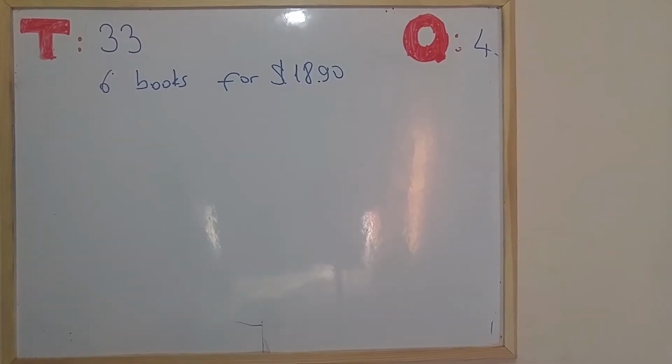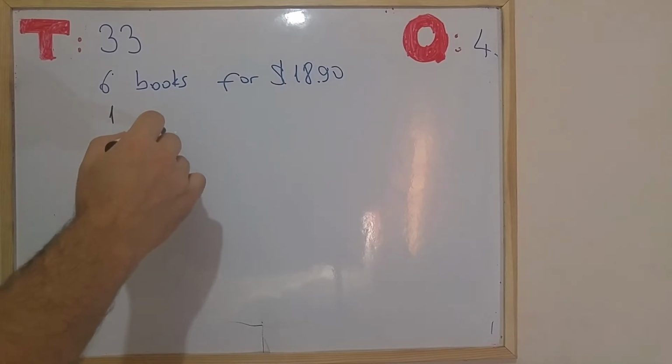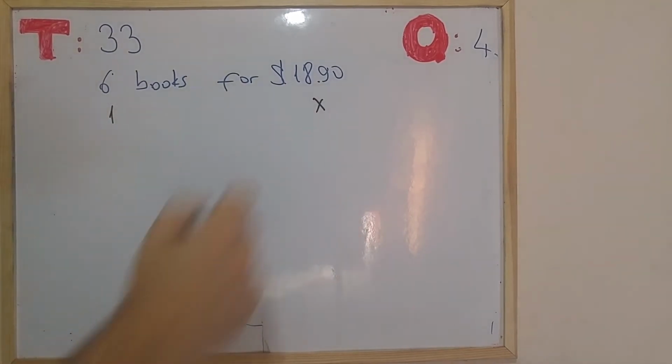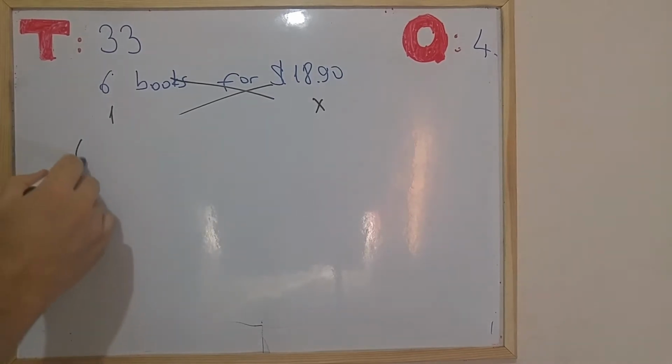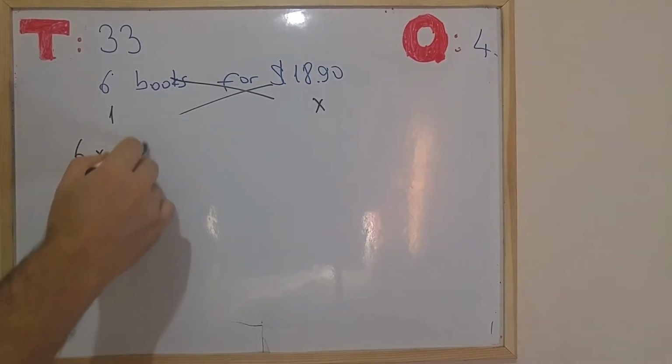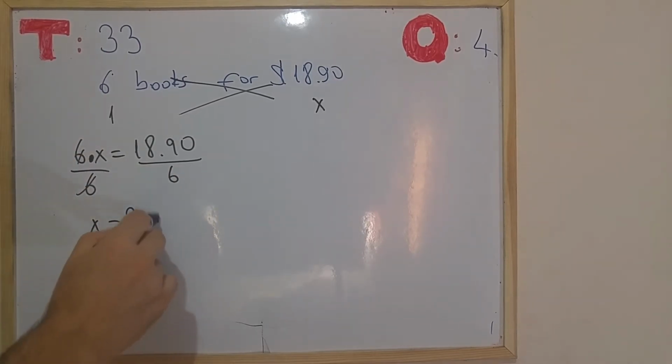Jack bought 6 books for $18.90. So how much would he pay for 1 book? Let's find that out. Let's do the equation again. 6 times X is equal to $18.90. So what I need to do is to divide each side by 6. So X will come out to be 3.15.